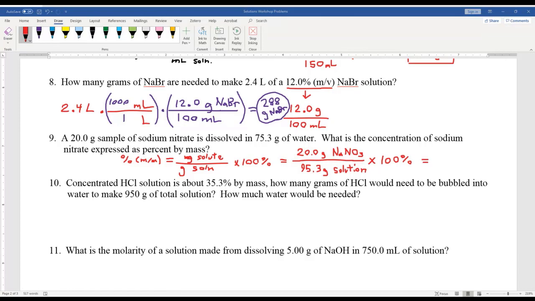So then if I go ahead and divide 20 by 95.3 and then times 100%, what do I get? 20 divided by 95.3, times 100. And that sounds about right. I think it's about 21.0% mass to mass.